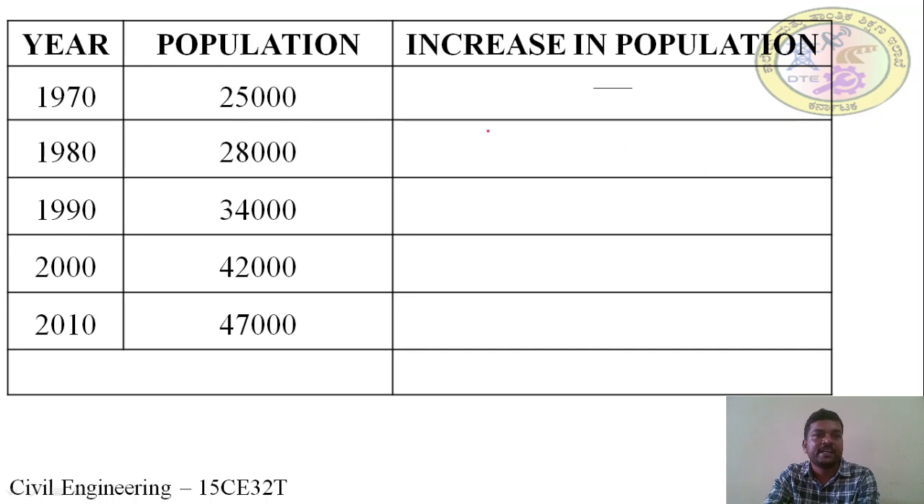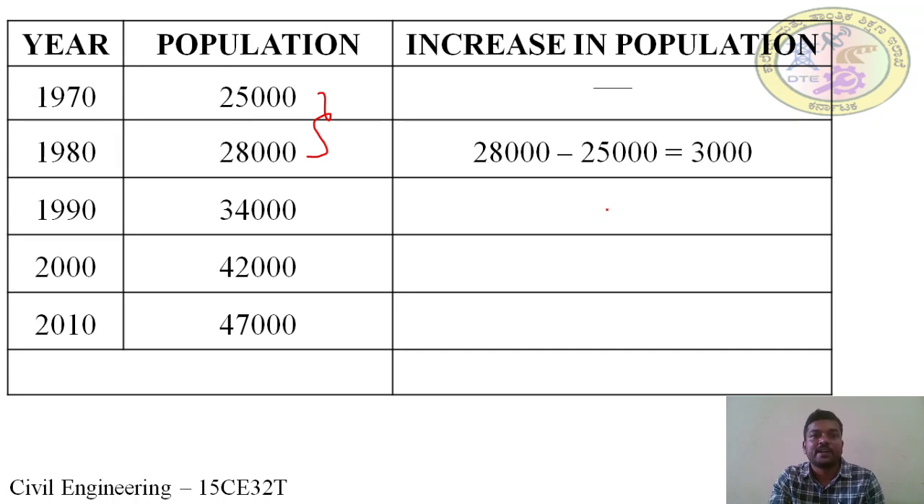Next we need to find the increase in population for the year 1980, which is equal to the population in 1980 minus the population in 1970. The difference between the population of 1980 and 1970 works out to be the increase in population for 1980. That is 28,000 minus 25,000 is equal to 3,000.